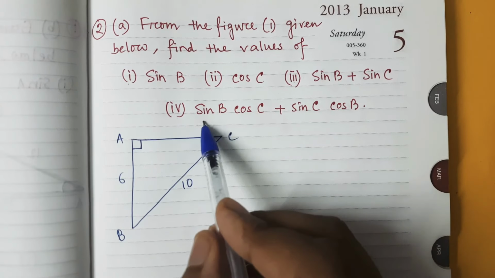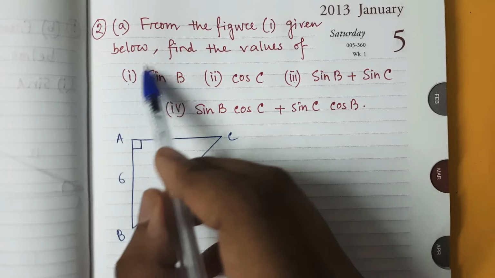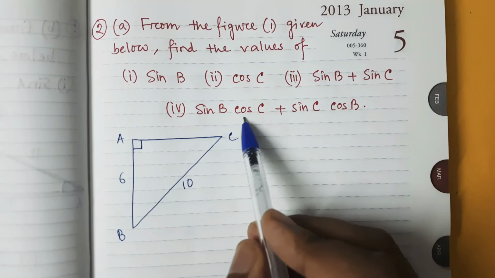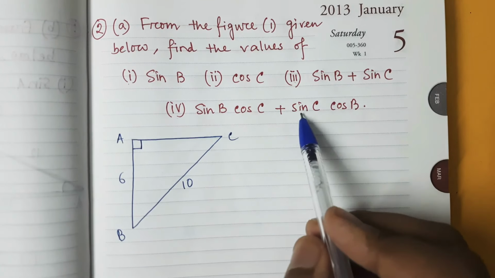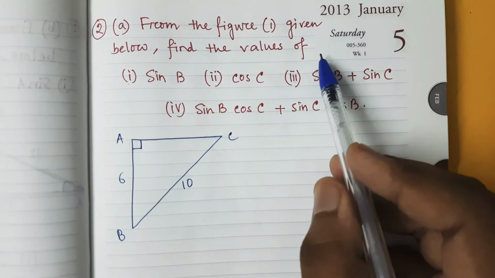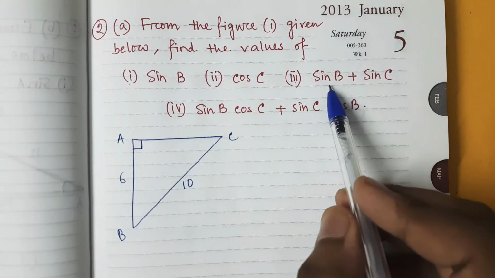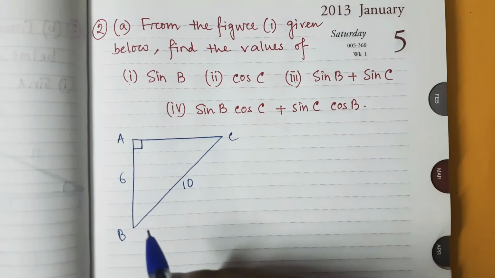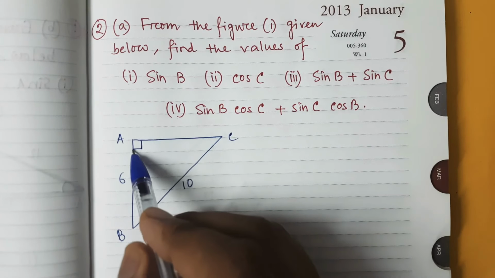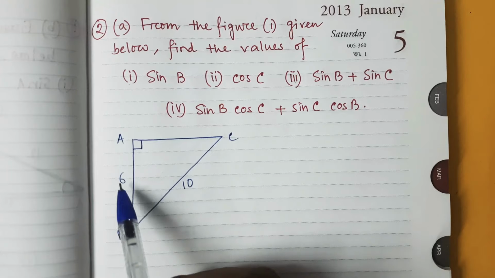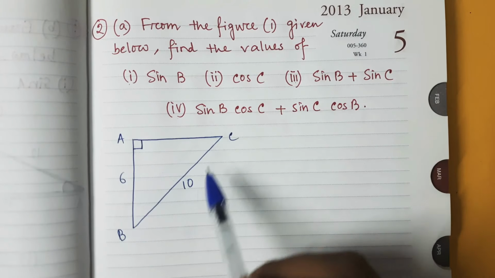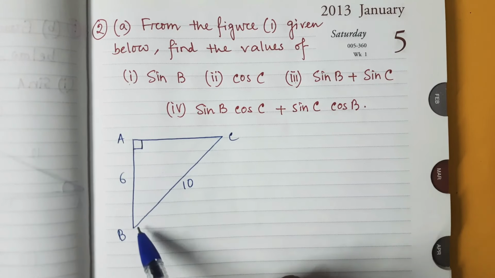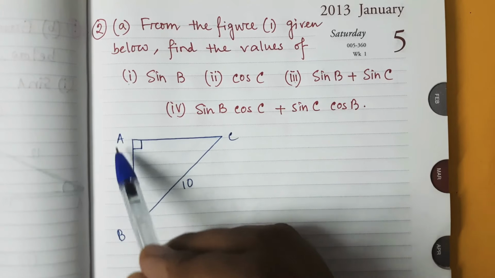So if I calculate sin B, then this part is done. If I calculate cos C, this part is done. If I calculate sin C, this part is also done, because we already had sin B. That's why I am doing this part 4. Now here you notice that this is the 90-degree angle. And this length is 6, this length is 10. This is the hypotenuse because it is opposite to this 90-degree angle.